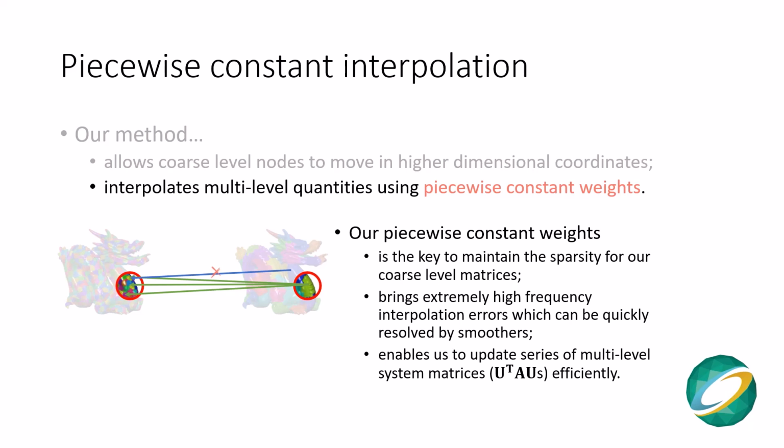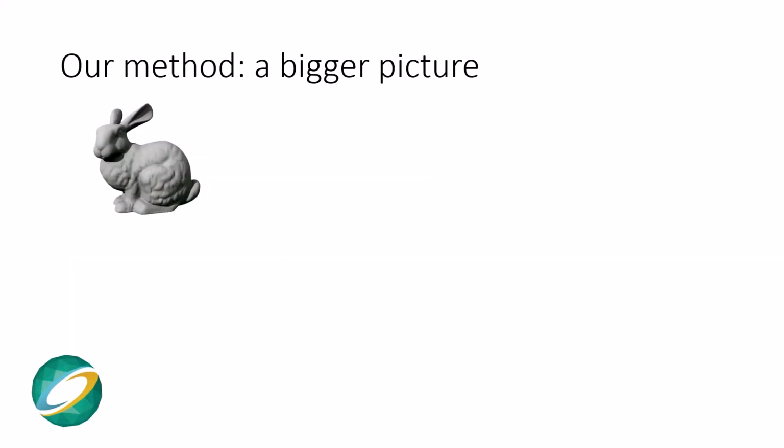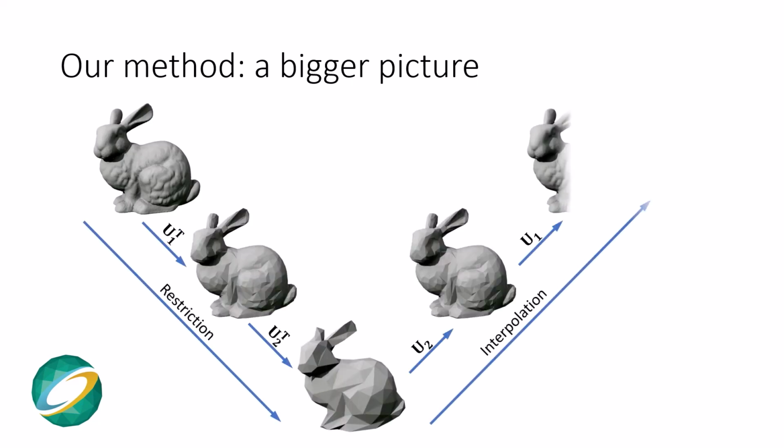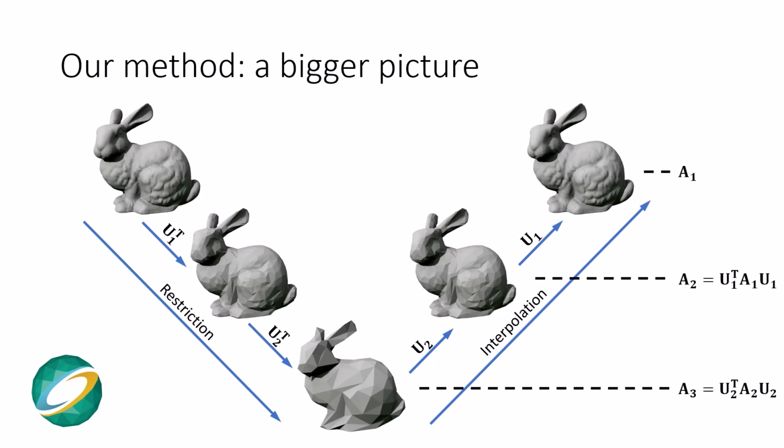Moreover, it is also the key to enable us to update multi-resolution system matrices efficiently when the finest matrix A has changing numbers. To bring everything together, we follow a Galerkin multigrid pipeline with our choice of U matrices. There are some more details about the acceleration of constructing the multi-resolution matrices and regularizing some degenerate cases, but I don't think I have time for those. So please refer to our paper for more details.